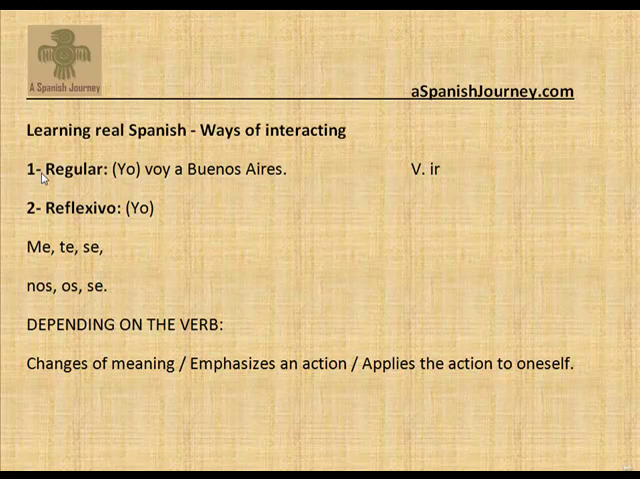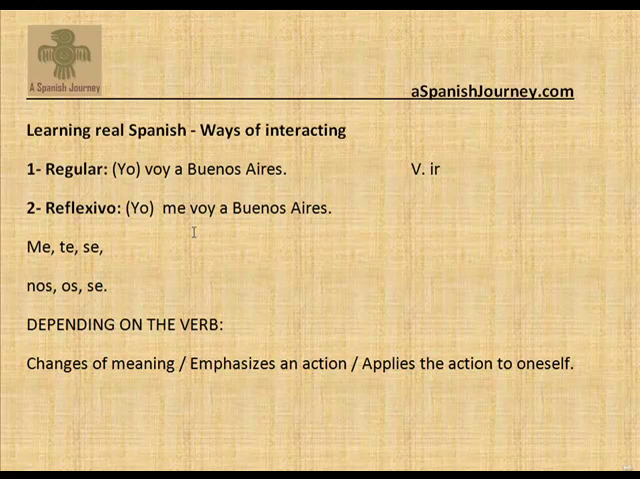Here I have an example of the regular way of using the verb ir, to go, and I'm saying I'm going to Buenos Aires, or I go to Buenos Aires. Yo voy a Buenos Aires. If I use the reflexive pronoun, I would be saying yo me voy a Buenos Aires.